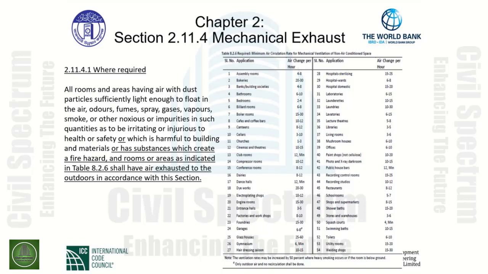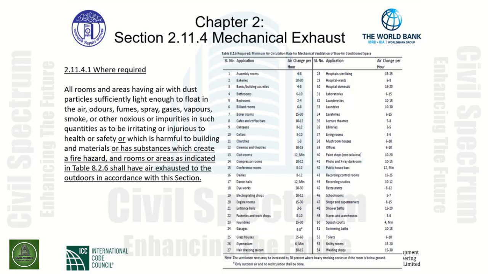Indicating the table off to the right-hand side, Table 8.2.6 gives us the requirements for the minimum air circulation rate for mechanical ventilation in non-air conditioned spaces. As seen in the table, we have the application column that describes the area within the building. To the right of that, the next column indicates the air changes per hour.